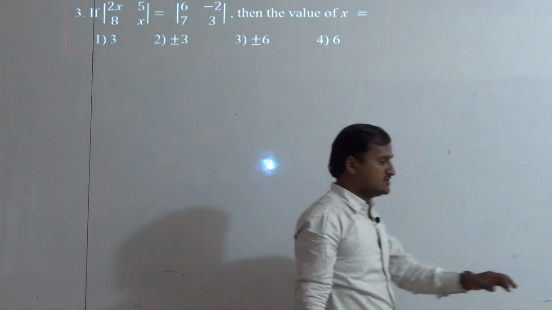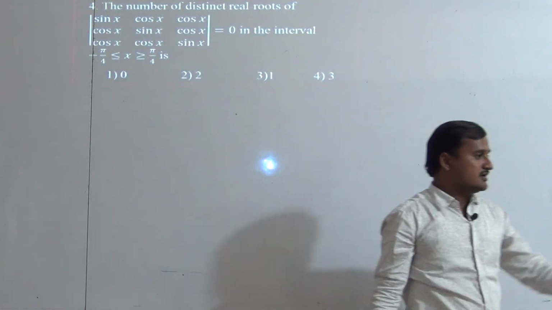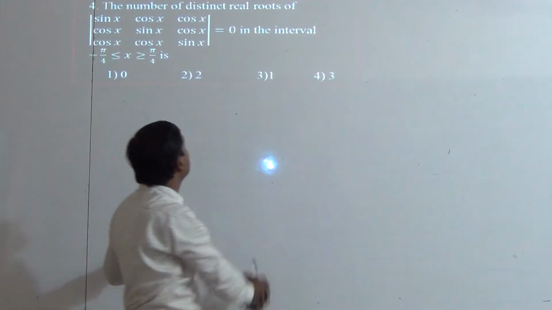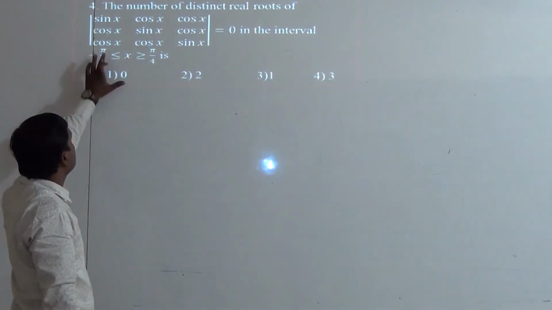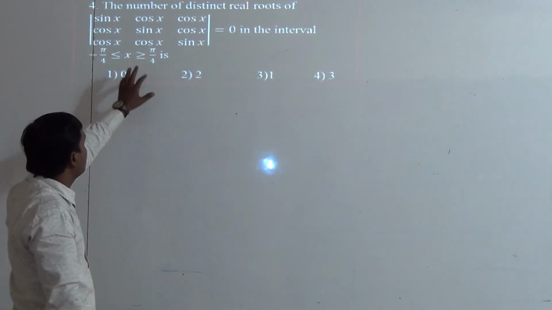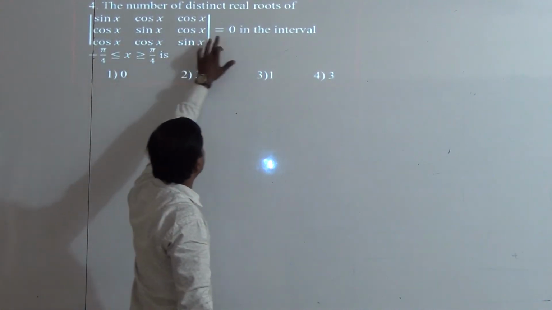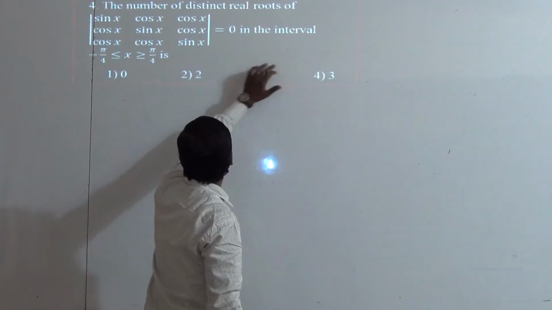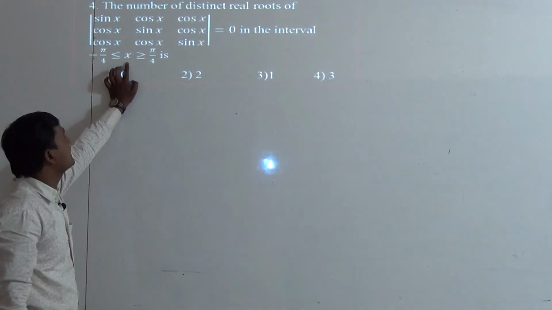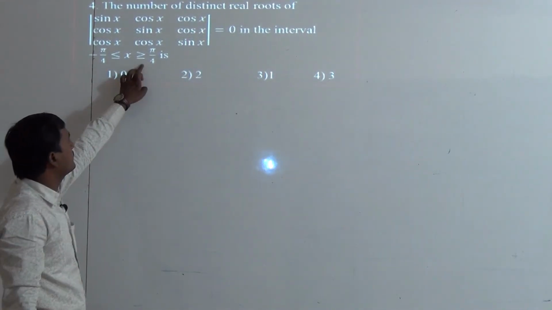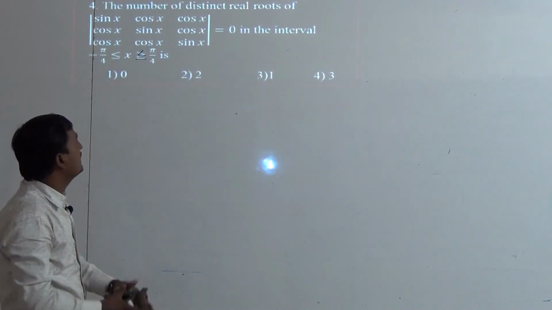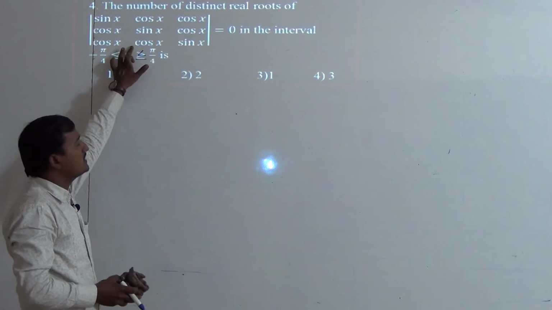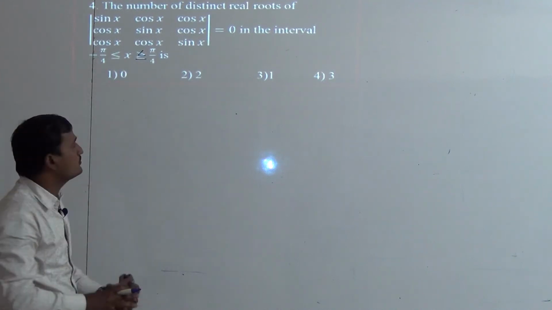So the next question is this. Okay, so here we need the number of distinct real roots of this determinant. Actually they have given the value of this determinant equal to 0 in the interval. The value of x lies between minus pi by 4 to plus pi by 4, so it is less than or equal to. Then this determinant is having how many roots, we have to find.